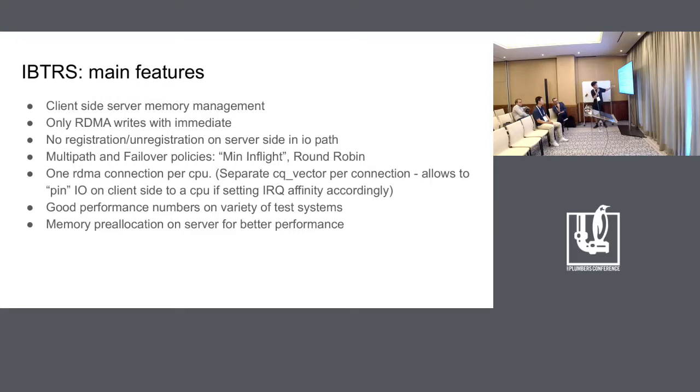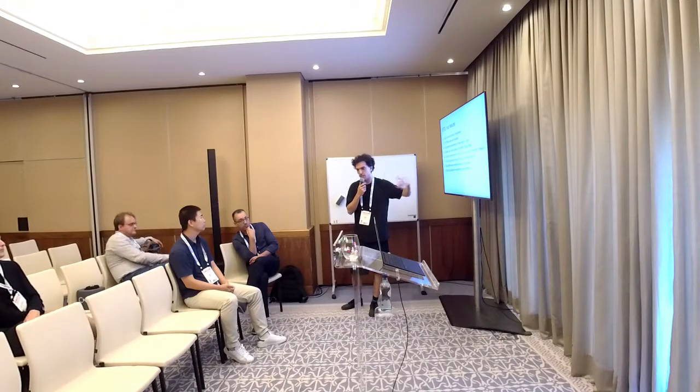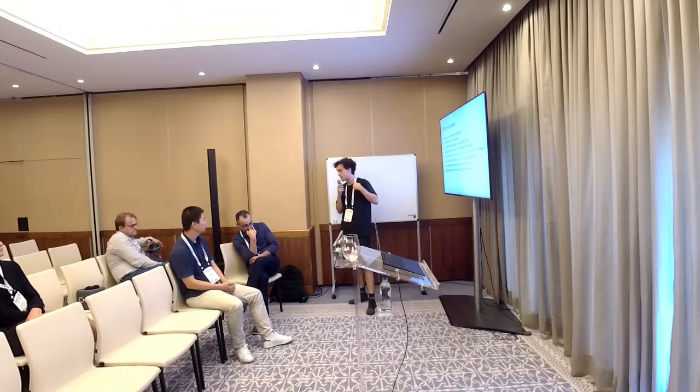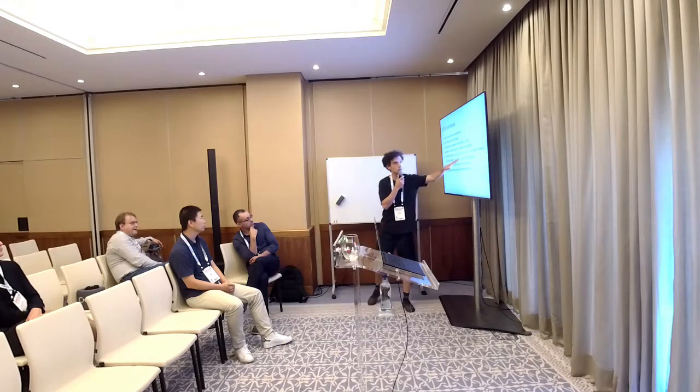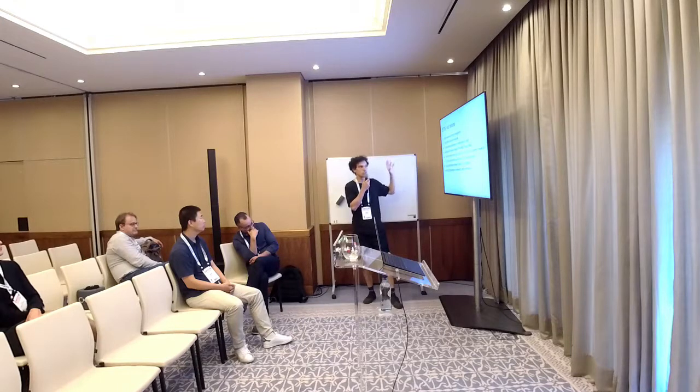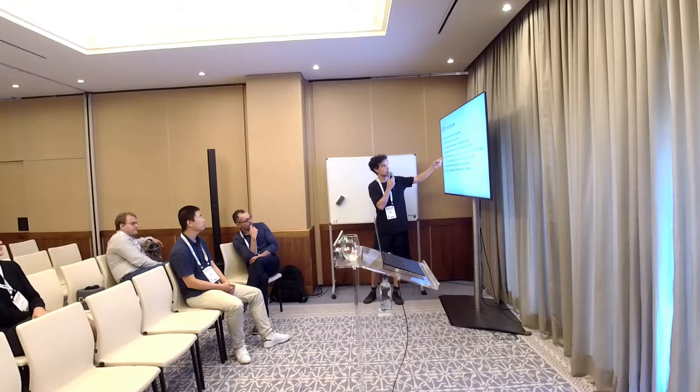And further on, we established one RDMA connection per CPU, and this allows us, for our particular use case, we have customer VMs pinned to, running on some CPUs, and they would produce IOs on those CPUs. What we wanted to achieve in our case is that the replies to those requests would be processed on the same CPU. So if we set the completion vectors of these connections accordingly, and then distribute the IRQs accordingly, then our IOs are kind of pinned to the CPUs where they are produced, and the replies too.